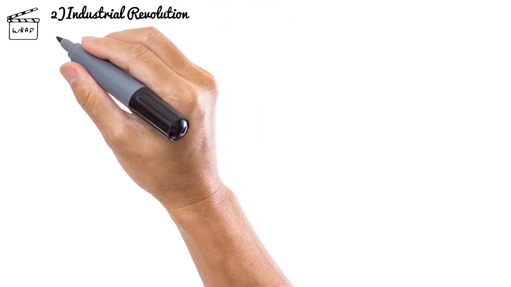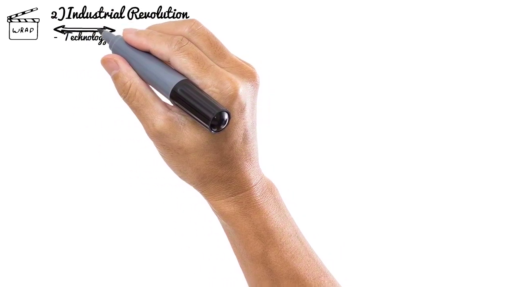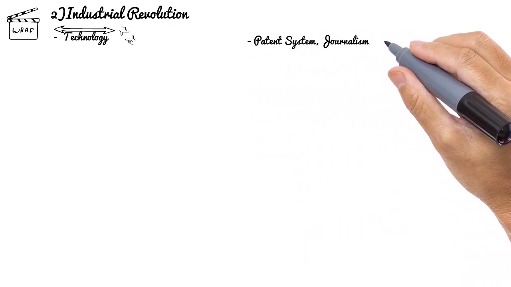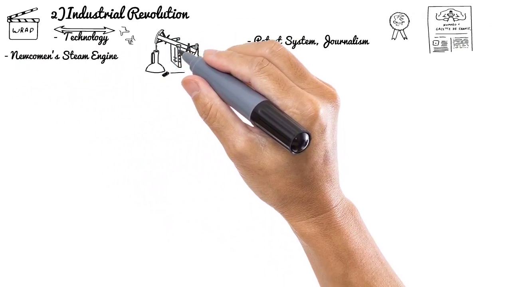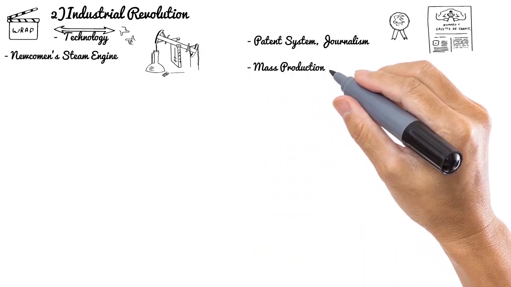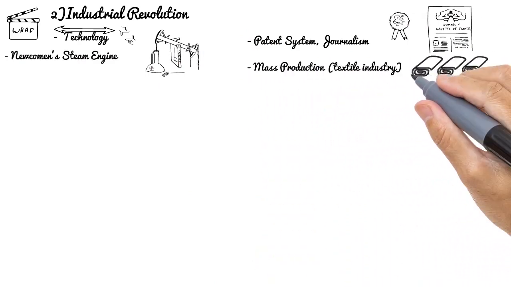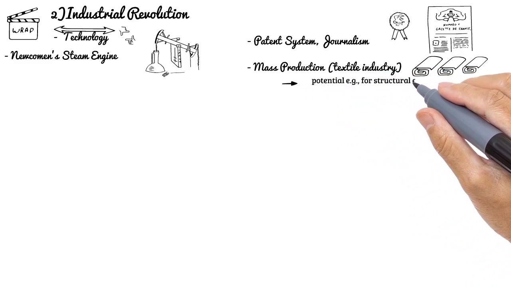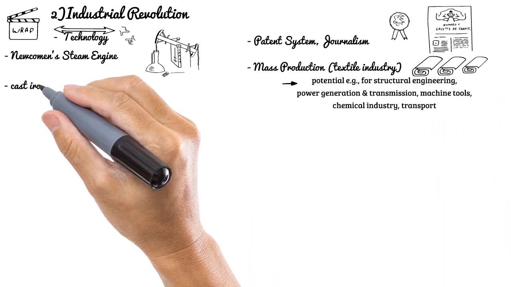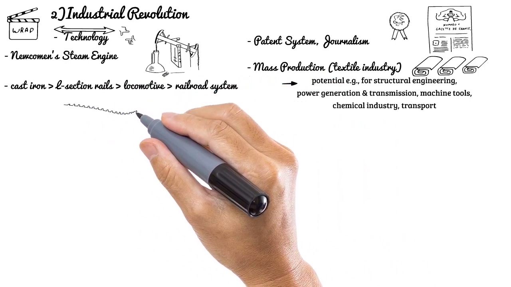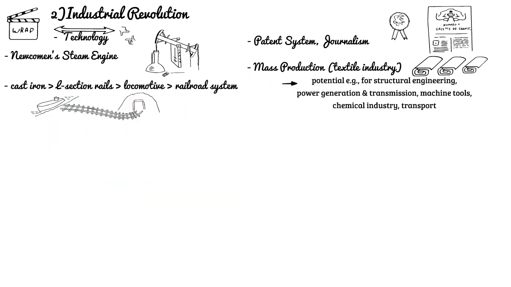Examples of the second period are: coining the wider term technology in the 17th century, at the time of the Industrial Revolution. The patent system and journalism, which expedited innovation. Scientific study of water steam power brought Newcomen's steam engine. Innovations in the textile industry indicated the potential of mass production industry, for example in structural engineering, power generation and transmission, machine tools, the chemical industry and transport. Then there were relatively cheap cast iron, L-section rails, the locomotive and eventually the railroad system.